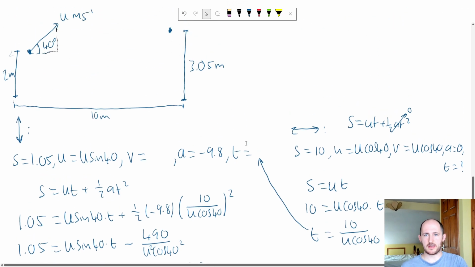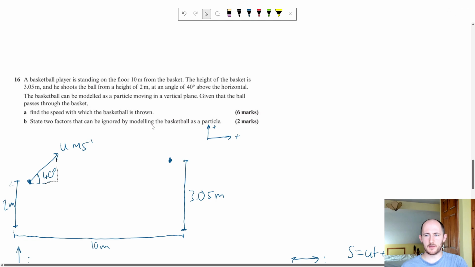That is the strategy. Part B, state two factors that can be ignored by modelling the basketball as a particle. Number one is air resistance.